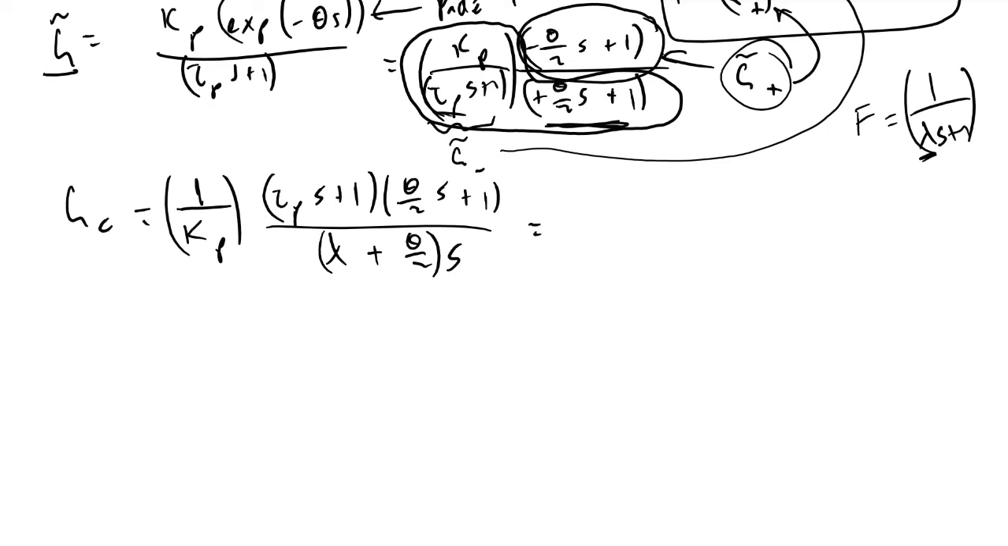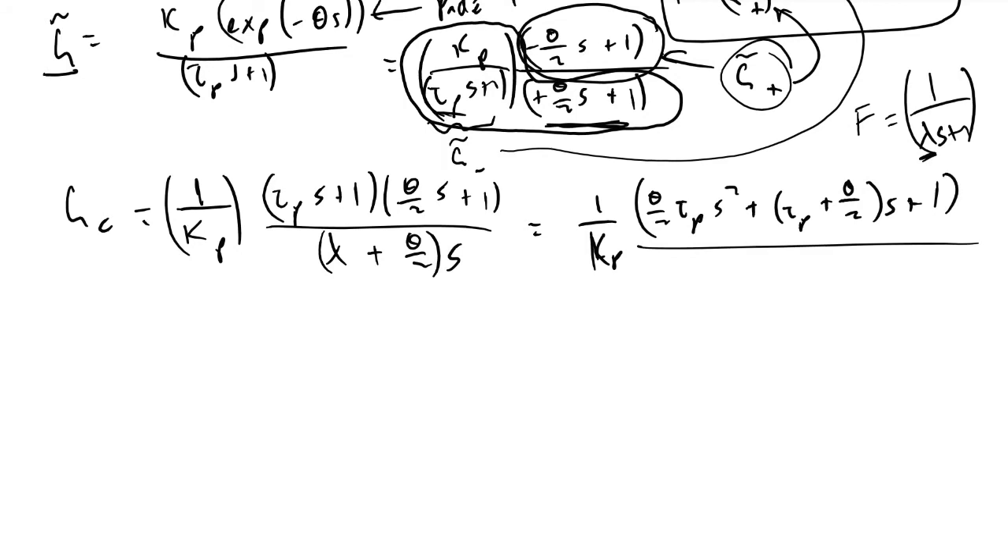And if we now expand the numerator and do some algebraic rearrangements, we will find that this is equal to 1 over Kp times theta over 2 times tau p s squared plus quantity tau p plus theta over 2 times s plus 1 divided by lambda plus theta over 2 quantity times s.